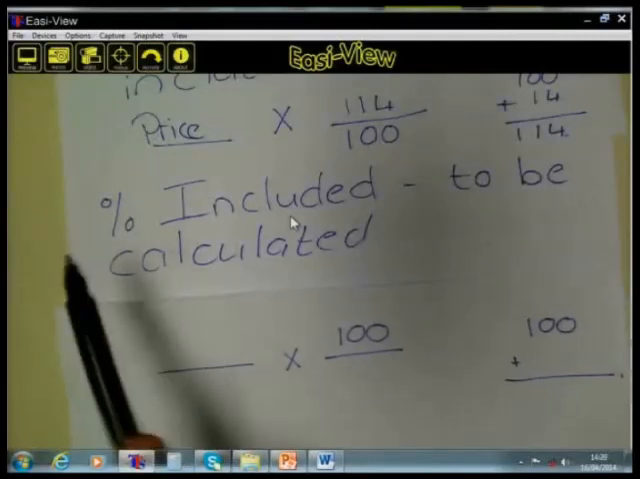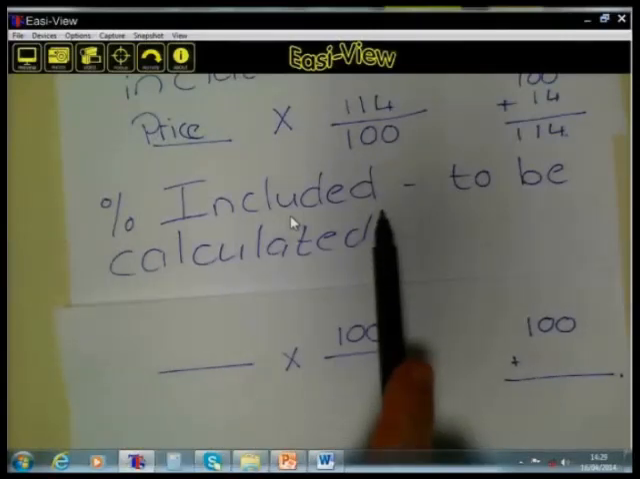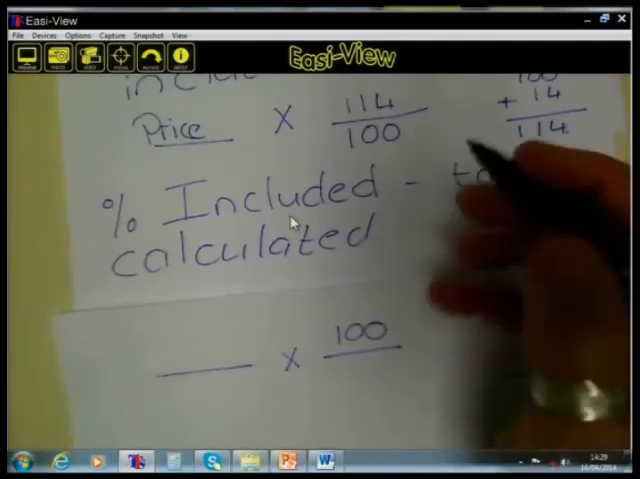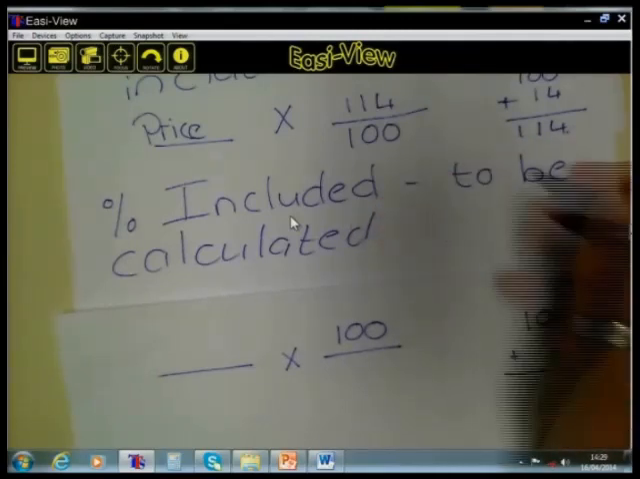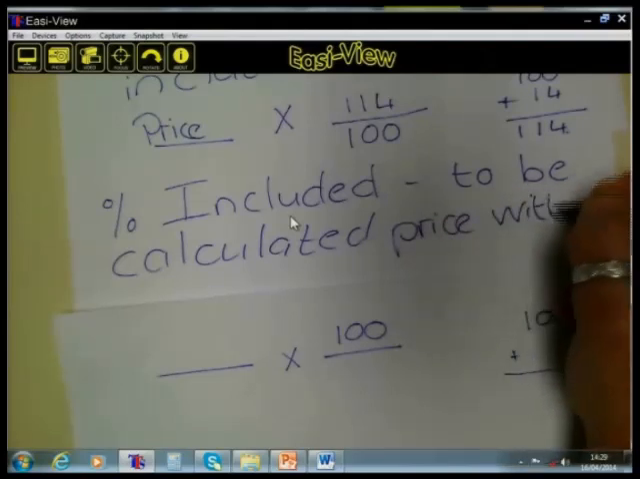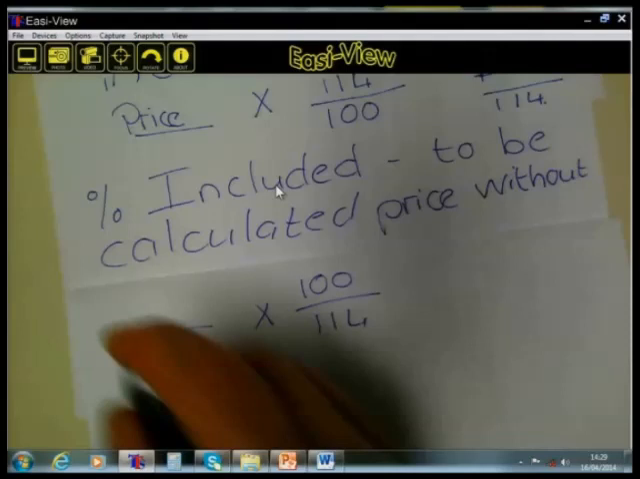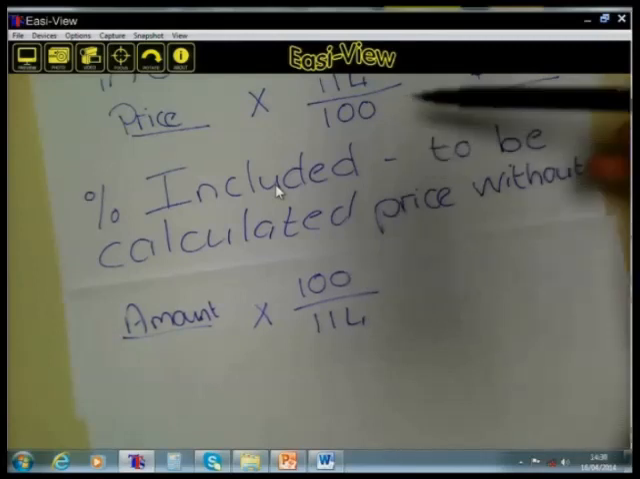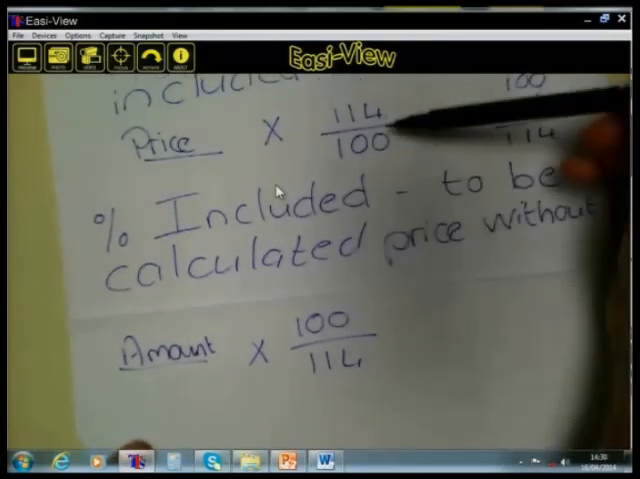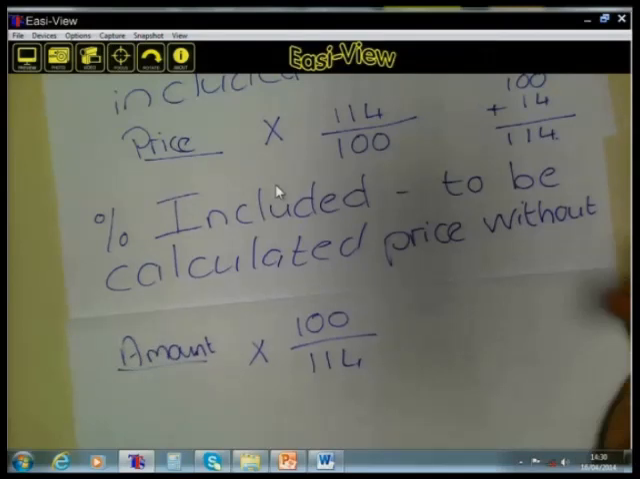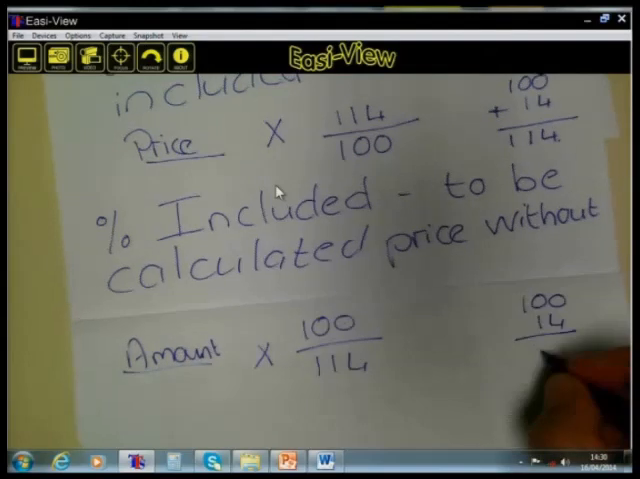If the percentage has already been included in the amount that you are given, and you must now calculate the price without the VAT, what do we do then? The amount which is given to us will be taken, and we are going to do the opposite of what we did in the past. We're going to say 100 divided by 114, where the 114 is still 100 plus 14.